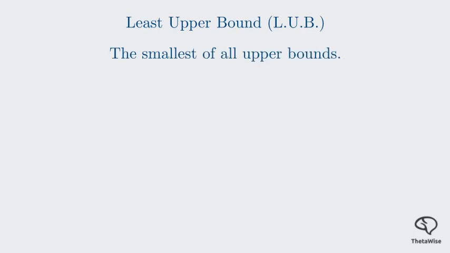Within the set of all possible upper bounds, there's a very special one. This is called the least upper bound, or LUB. It's the smallest of all the upper bounds. It's the tightest possible upper limit for the set.